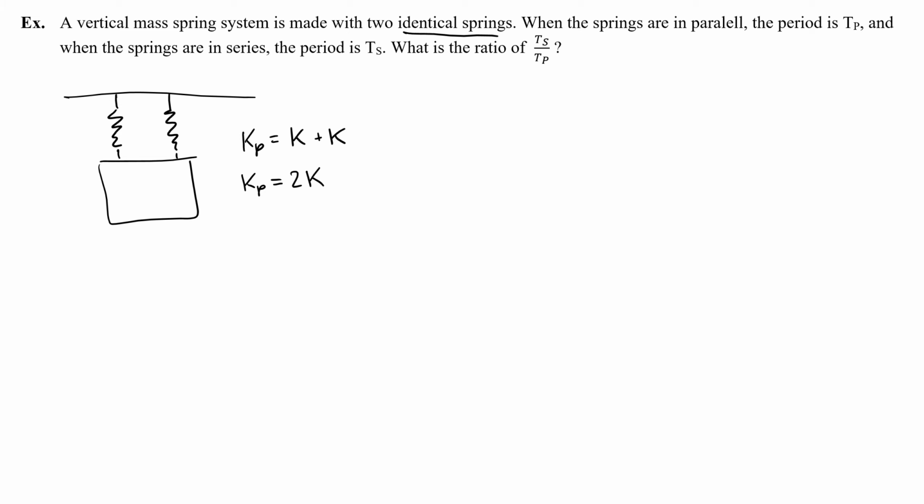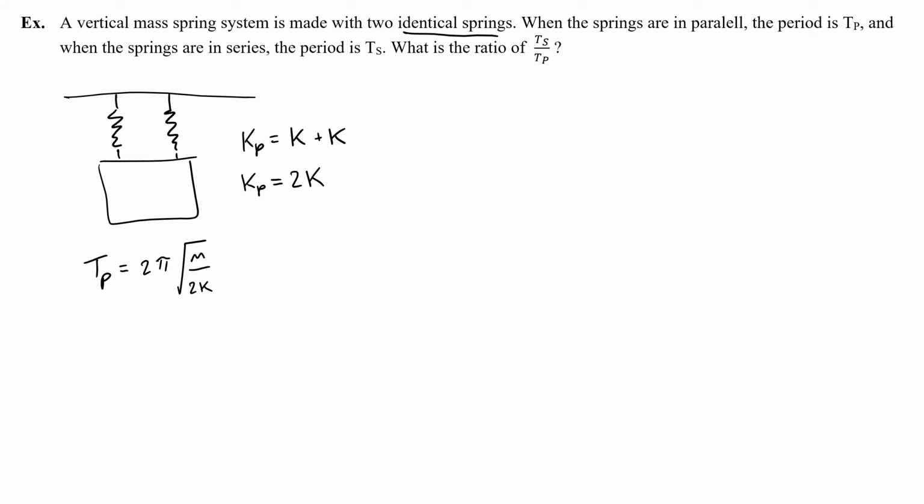Okay, so if I want to compare the periods, then I'm going to need to write what the period is. So period, we're in parallel, Tp. Got 2 pi times the mass of the box, which is going to be the same in both cases, over this spring constant here. So 2k. Okay, so that's in parallel.